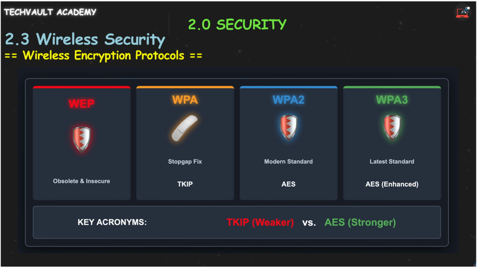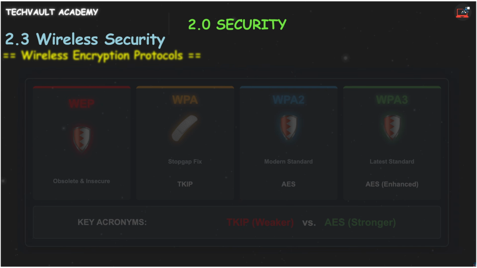The long-term standard became WPA2, which upgraded our encryption to the powerful Advanced Encryption Standard, or AES. AES is the strong modern encryption we rely on, but it often required new hardware. The latest and most secure standard is WPA3, which still uses AES, but strengthens the initial key exchange and can even provide encryption on open public networks.